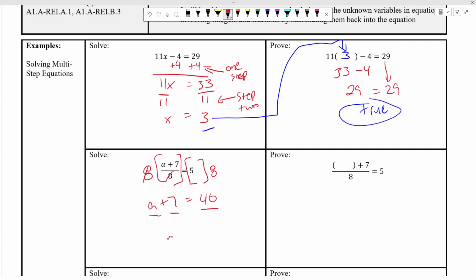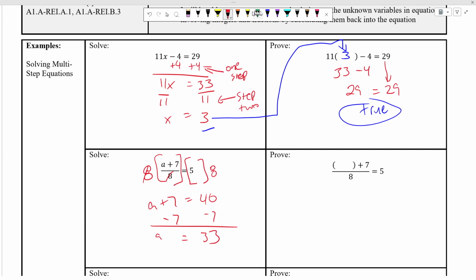Now, our whole goal is to get a by itself, a to equal something. So I don't really have a choice. I can only really do one thing to make that happen, and that is to inverse this plus 7. Inverse that. So a becomes just simply a, which is exactly what I want. 40 minus 7, 33.